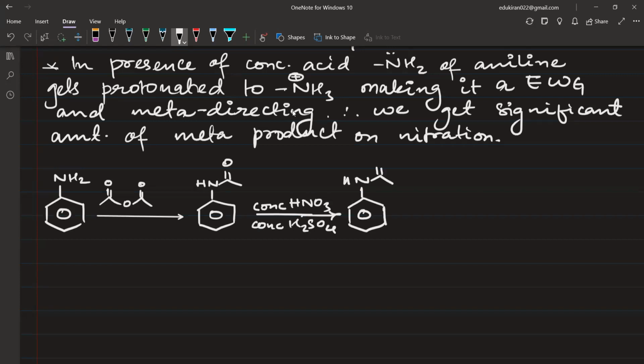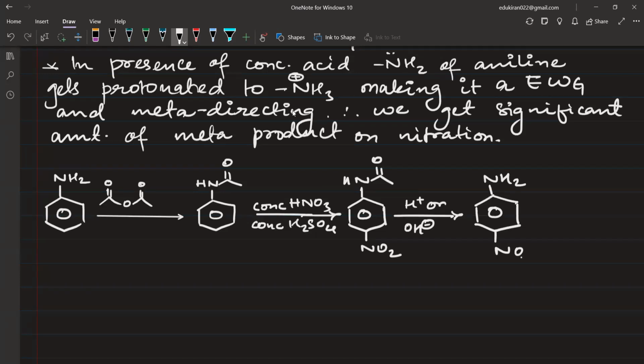This amide will be still present, and we will get a nitro group here. And further hydrolysis in the presence of H plus or OH negative will get back the NH2 group. And the NO2 group will be as it is. Okay, write this down, and then you will write sulfonation.